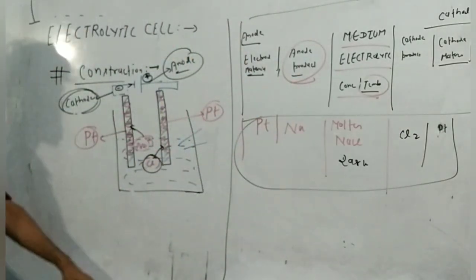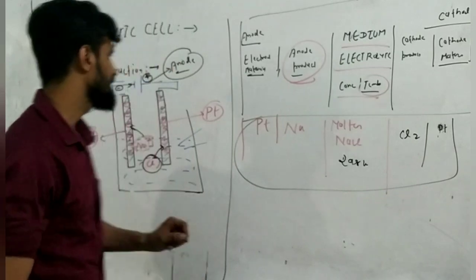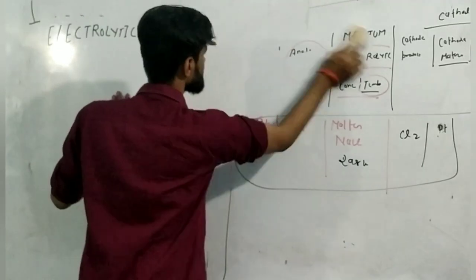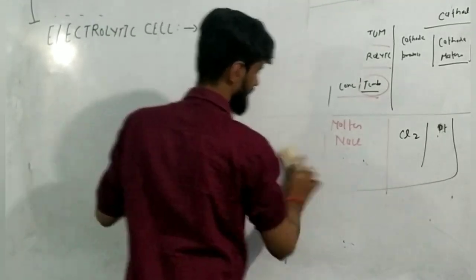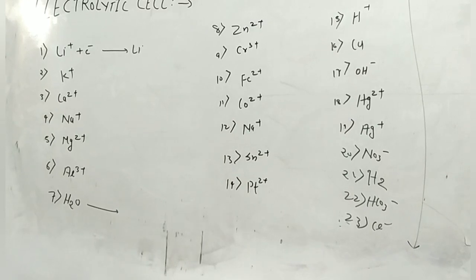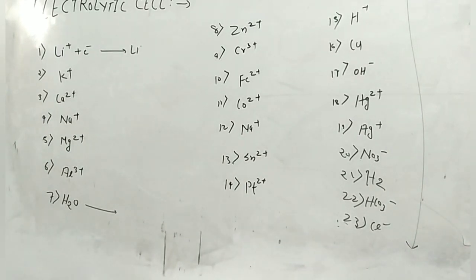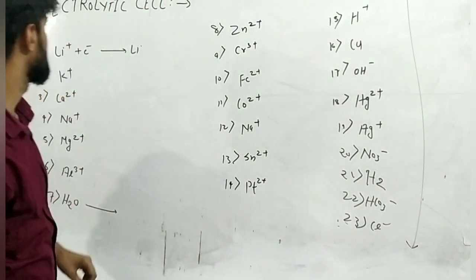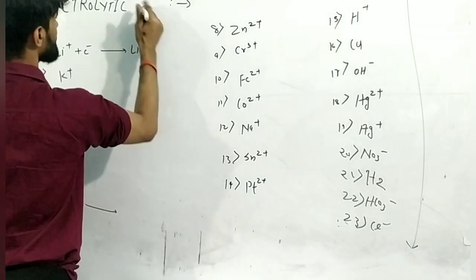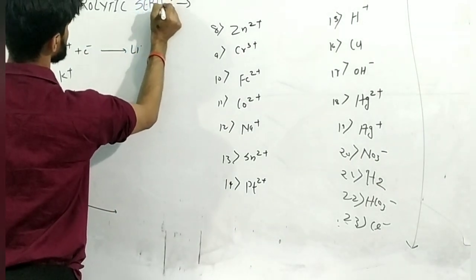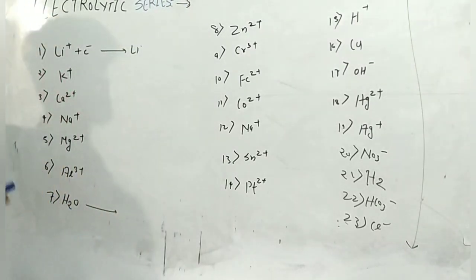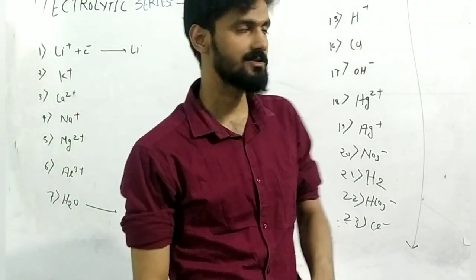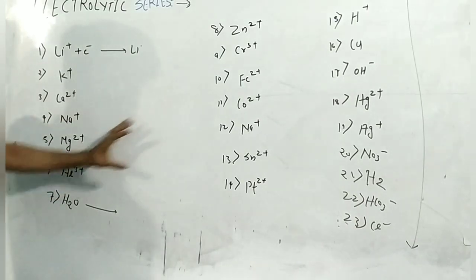Okay, so I think up to this point you are all clear about that. In the next topic I am going to discuss the electrochemical series. My dear students, this is one of the most important things for the electrolytic cell. Without this series you won't be able to solve the questions on Faraday's law. So I am going to discuss the significance of this series.